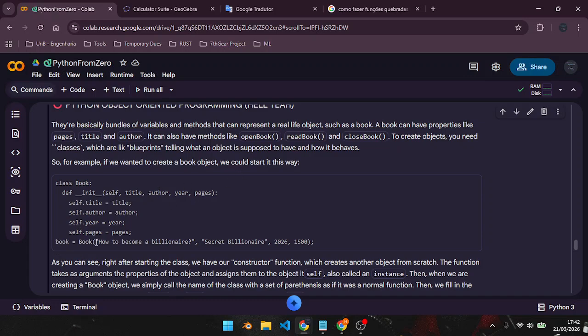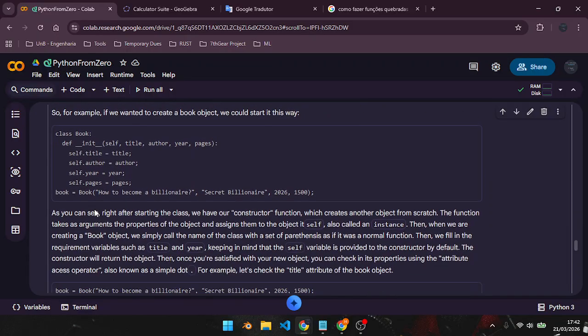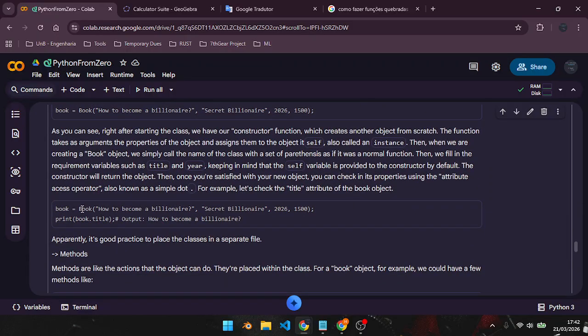So essentially, what we have here is an object with all those properties that you can see here. I created an object: How to Become a Billionaire by The Secret Billionaire, 2026, 1,500 pages. And then I asked to print the title of the book, and it gave me exactly what I said as the title. You know what I'm saying? So yeah, it's kind of like a dictionary, but kind of better because I don't have to mess around with methods.